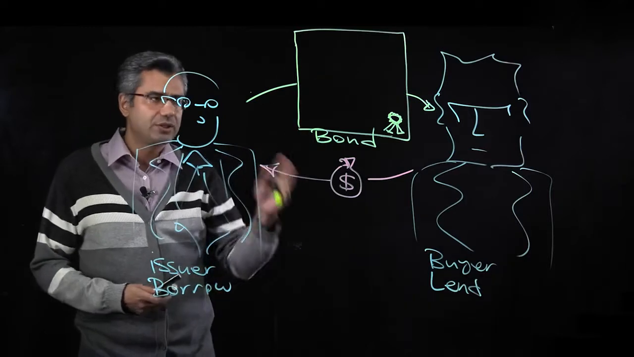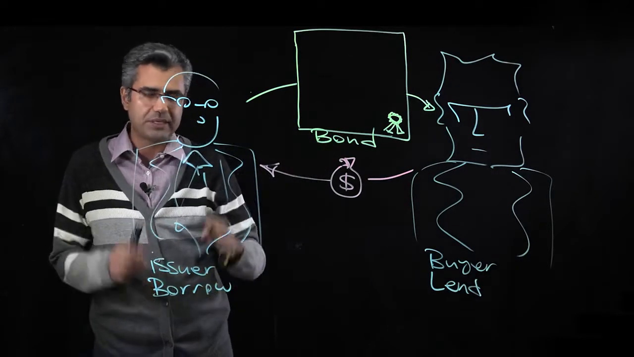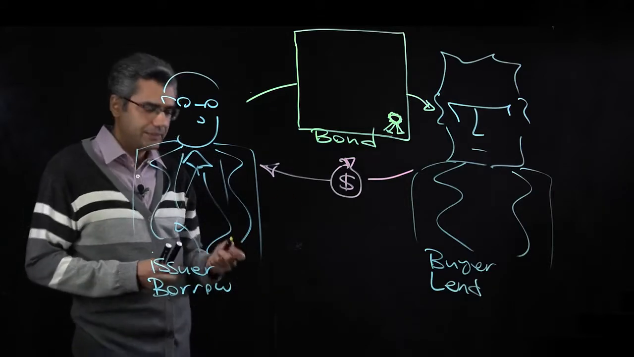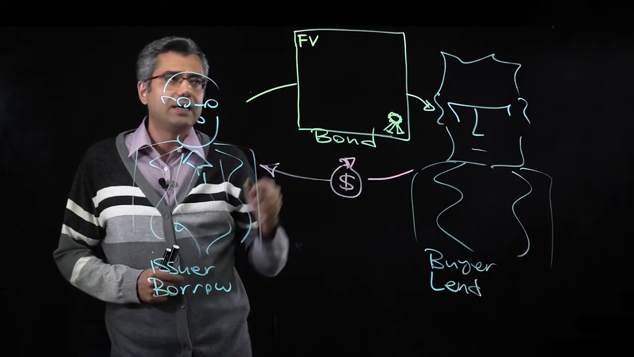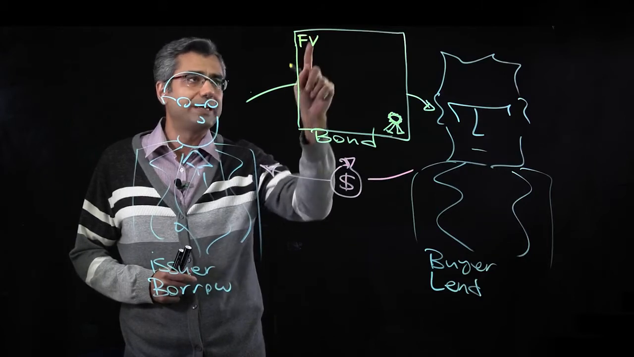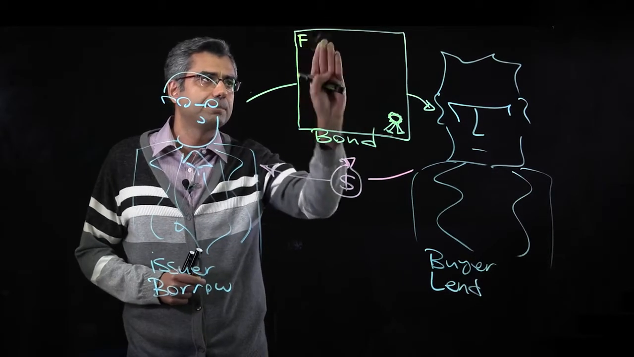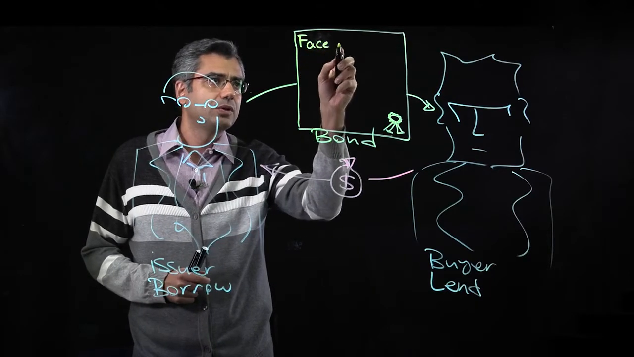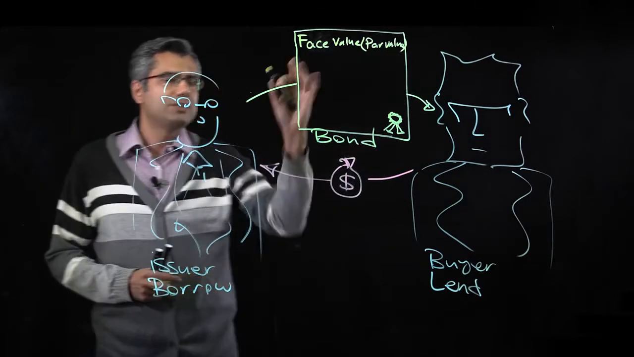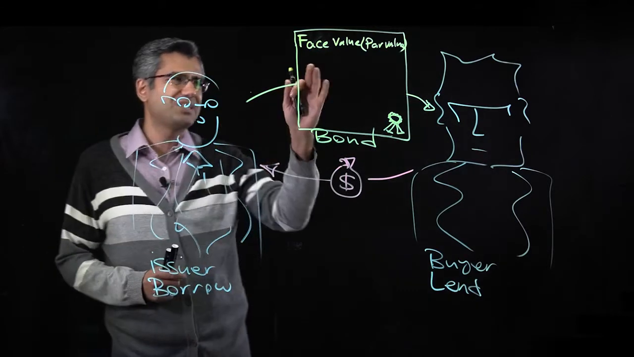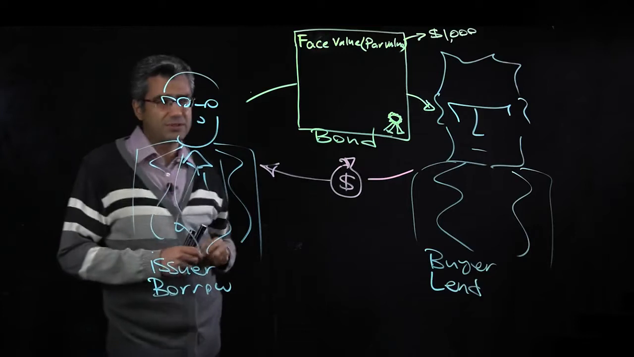There are certain things mentioned in the bond contract or this instrument. Of course, one is the name of the issuer. It can be a company or it can be the government. And then there are a few other things. One is called par value, or we name it face value. Let me write face value here. Face value or par value. This is the principal. And for corporate bonds, in most cases, this is $1,000.